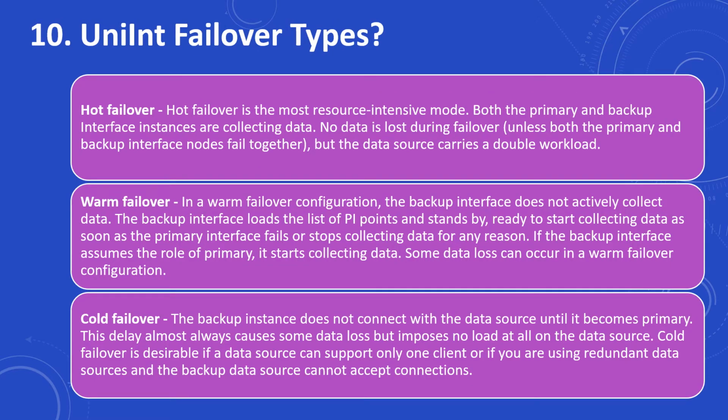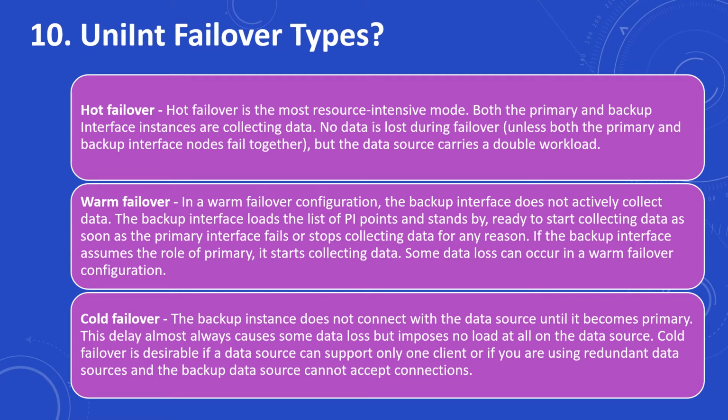What are the different UniInt failover types? There are three UniInt failover types: hot failover, warm failover, and cold failover. In hot failover, which is the most resource intensive mode, both the primary and backup interface instances are collecting data. No data is lost during failover unless both the primary and backup interface nodes fail together, but the data source carries a double workload.